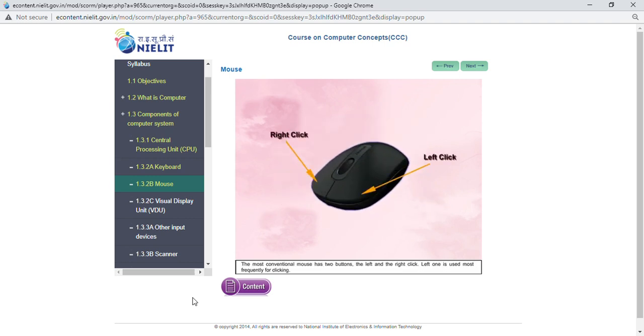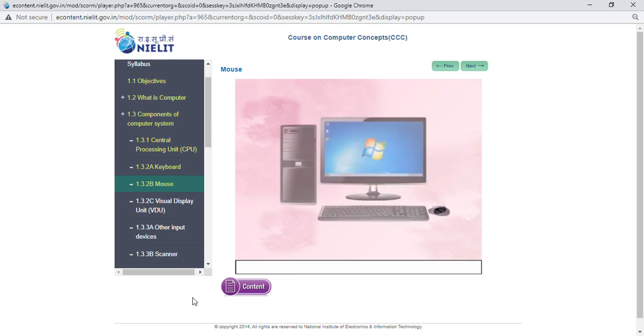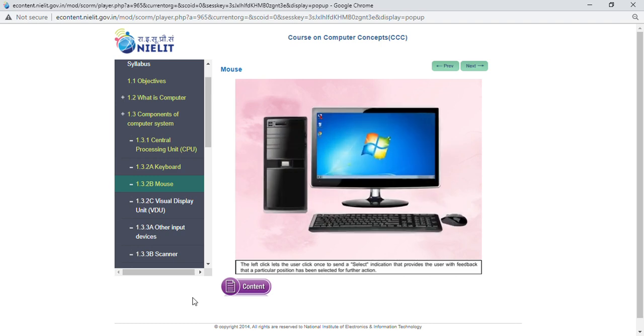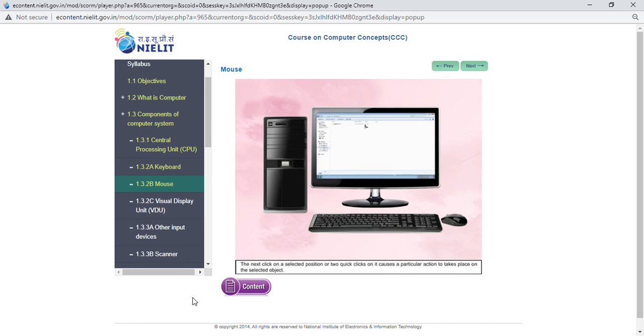The most conventional mouse has two buttons, the left and the right click. The left one is used most frequently for clicking. The left click lets a user click once to send a select indication that provides the user with feedback that a particular position has been selected for further action. The next click on a selected position or two quick clicks on it causes a particular action to take place on the selected object.